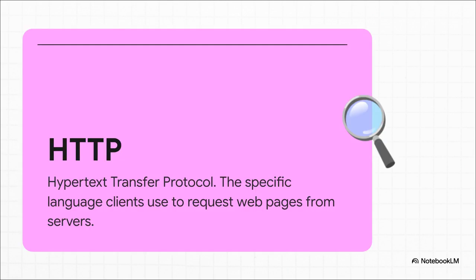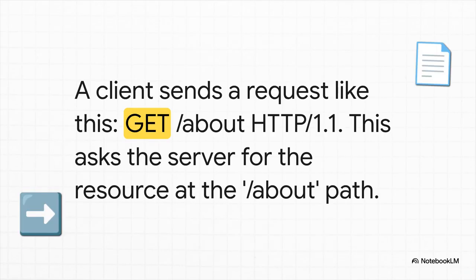So if TCP/IP is the delivery service, HTTP is the actual language written on the letter inside the envelope. It's the specific protocol for asking for web stuff. It sits right on top of TCP/IP, and it defines the exact commands a browser uses to ask for things and a server uses to answer. An HTTP request is actually pretty straightforward. This is basically your browser saying, "Hey, get me the page you have at the /about address, and let's use version 1.1 of the HTTP language to do it." It's just a clear, direct command.